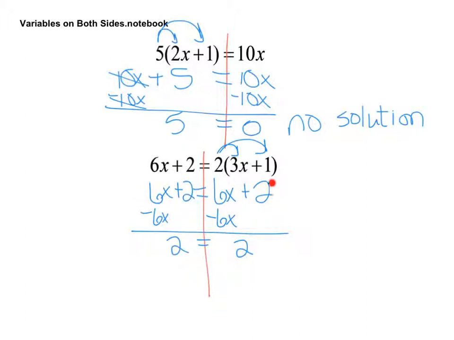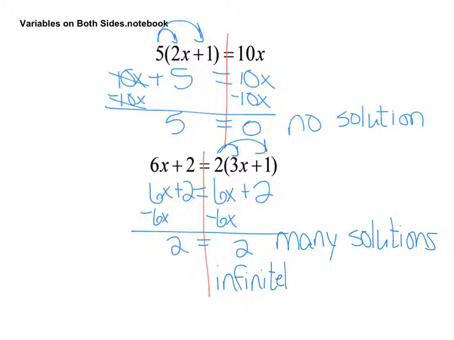So you look up here, right up here, how often is 6x plus 2 equal to 6x plus 2? Always. Does it matter what I plug in for x? I could plug in 1, 2, 500, or negative 3/10, and this would always be a true statement. So if you get something that's always a true statement, you can answer this a couple of ways. You might see the answer many solutions, meaning there's a bunch of things I could plug in for x and it work. Or you might see the fancier sounding infinitely many solutions.